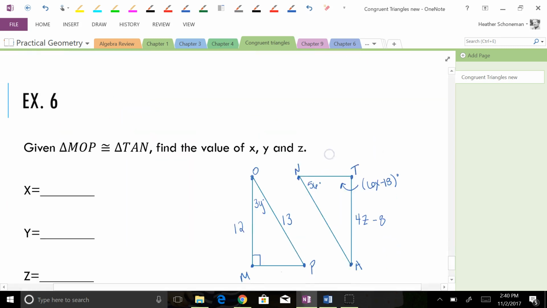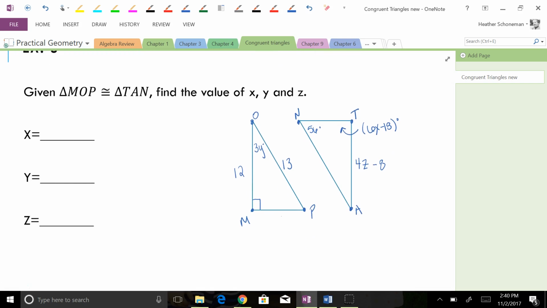Alright, let's try that one more time. Example 6. We've got to find x, y, and z. Oh my goodness, but we can do this. Alright, look at your picture. See what you know. X is right here in angle T. T matches N. N is 90 degrees. Okay, so that means this angle here must be 90 degrees.